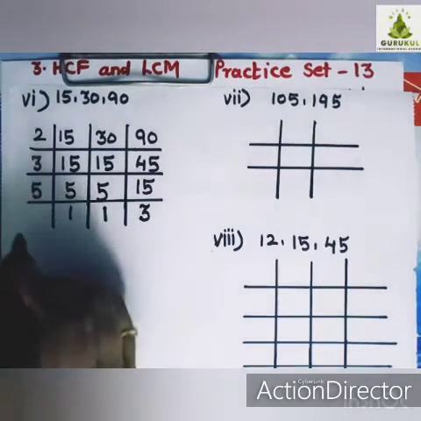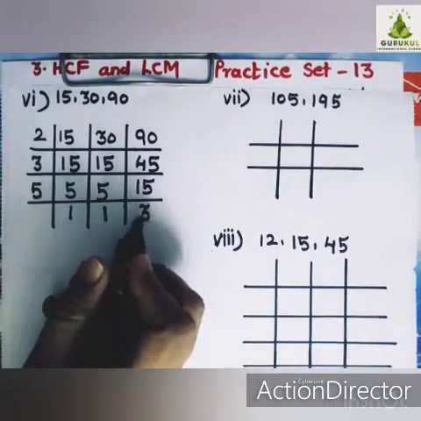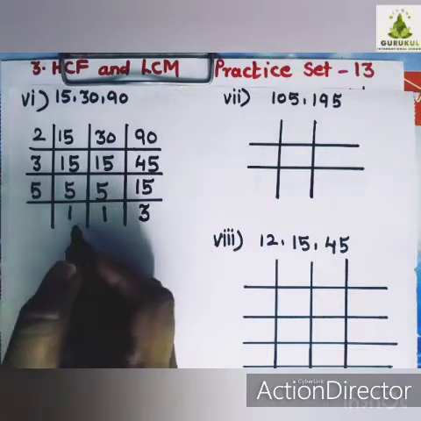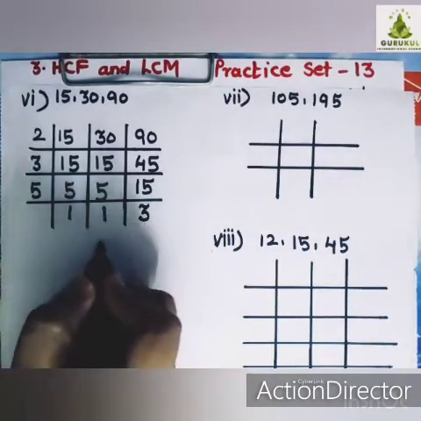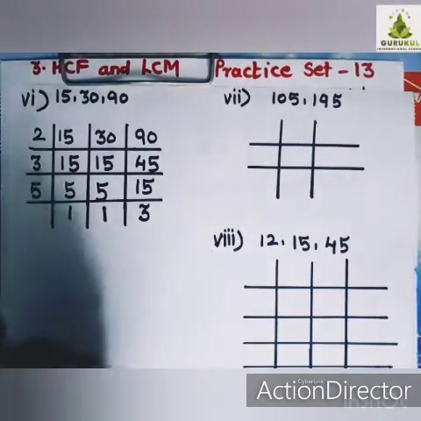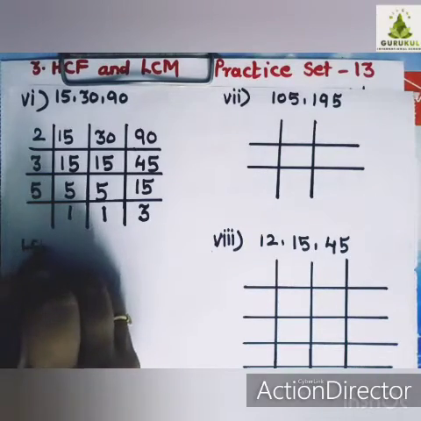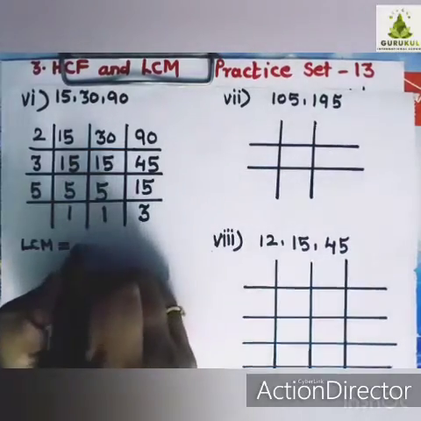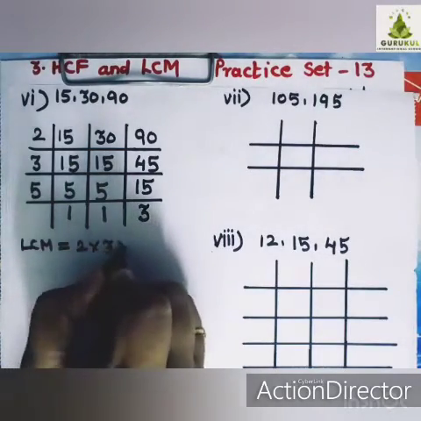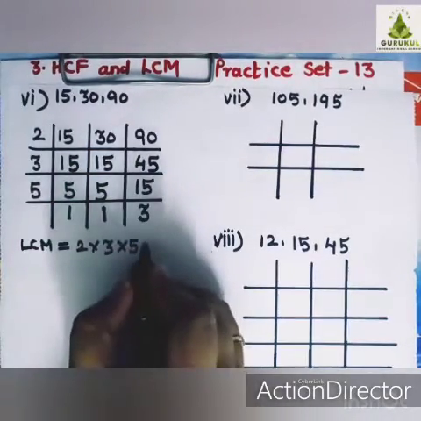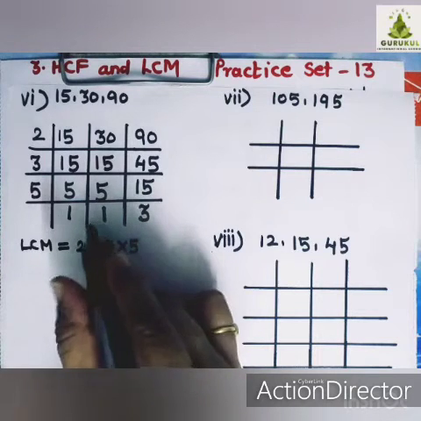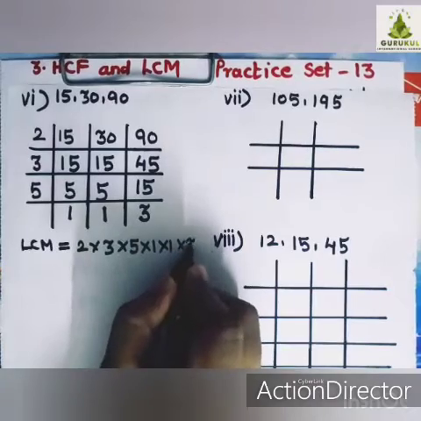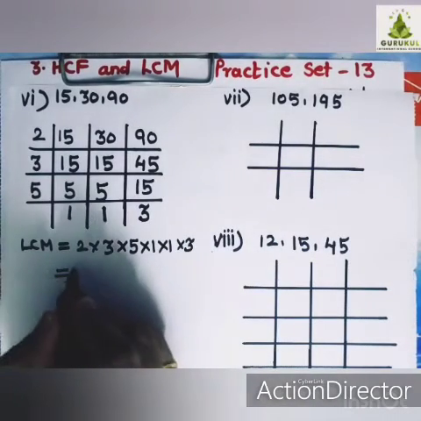Okay. Now after this 1 1 3. So we have to stop because 1 is neither prime nor composite. You cannot find further factors. So we'll write LCM is equal to, first write this side number, that is 2 into 3 into 5 into 1. Now 1 no need to write. Even if you write it's okay. 1 into 3. Correct?